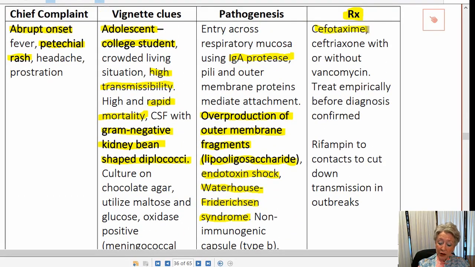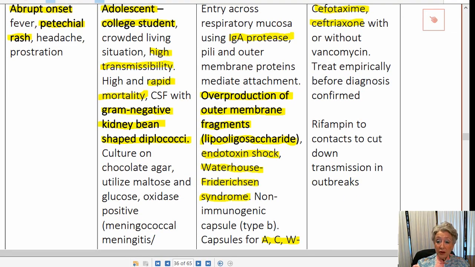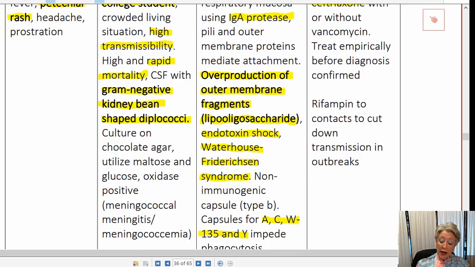Therapy, cefotaxime, ceftriaxone, with or without vancomycin, and again, institute therapy before you have proven the cause. This is a medical emergency, and if you delay, your patient is going to be dead. Okay? Anytime we mention rifampin being used, what we're talking about is diminishing the amount of organism found in saliva. And because of the fact that rifampin reaches very high rates in saliva, we can use this in outbreaks in order to diminish transmission. Okay?